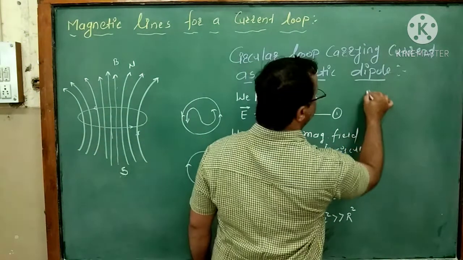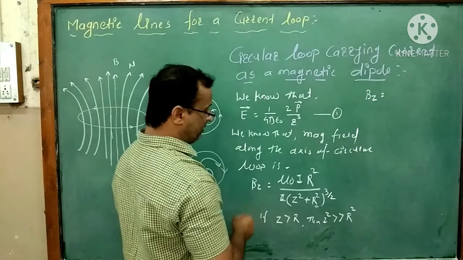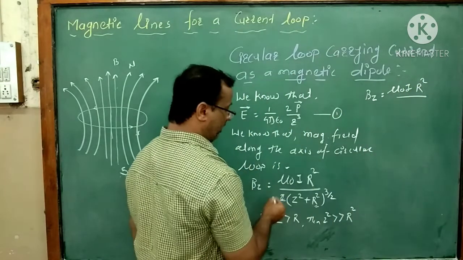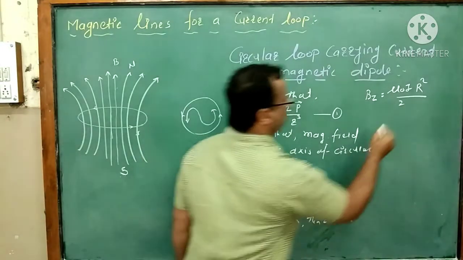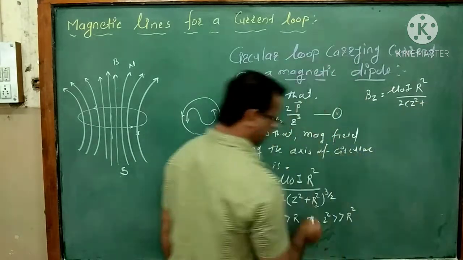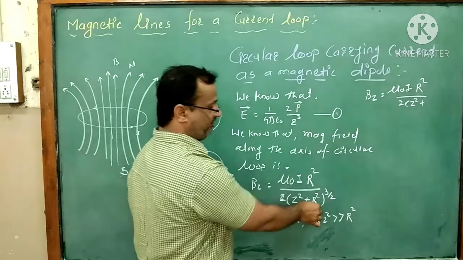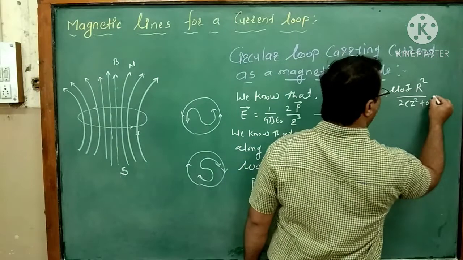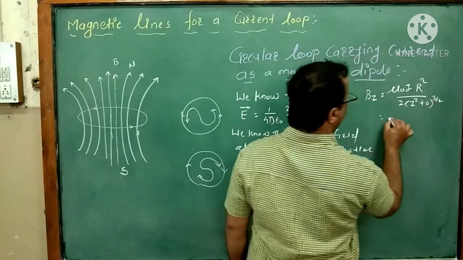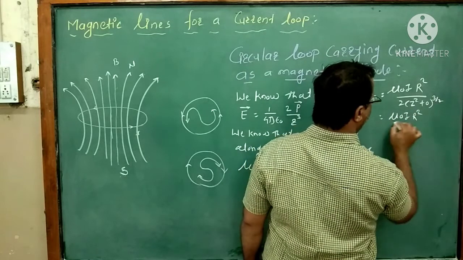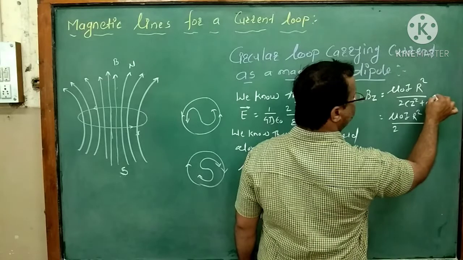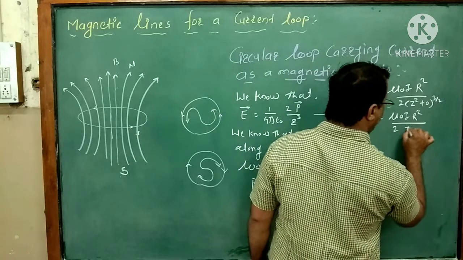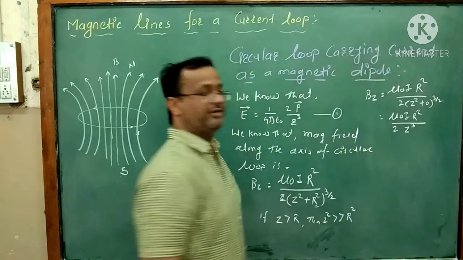Then Bz is equal to mu 0 I r square upon 2 into the bracket, z square plus, neglecting r square, meaning we simply substitute 0, raised to the 3/2. So Bz equals mu 0 I r square upon 2 into z square raised to the 3/2. As per the law of indices, we simply get z cube.